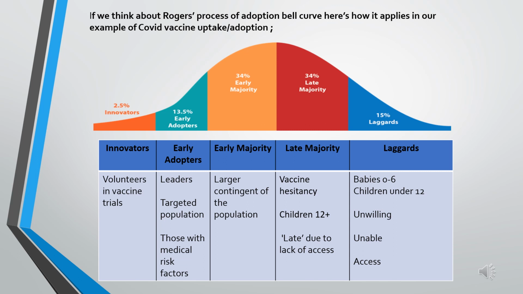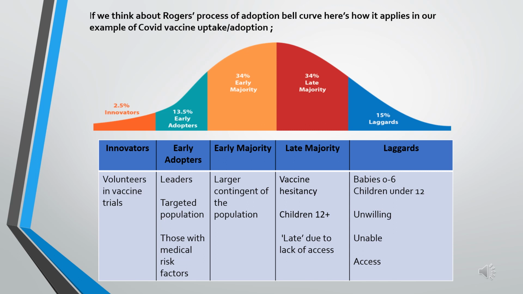In the early adopters group, this group includes those key public figures whose televised vaccination may have encouraged others to adopt the vaccine and increased understanding of safety, assuaged risk of side effects. In our example, this group also includes targeted populations, such as those with medical risk factors, making them especially vulnerable to severe symptoms, and perhaps even healthcare workers who had early access through employment policies which mandated vaccination.